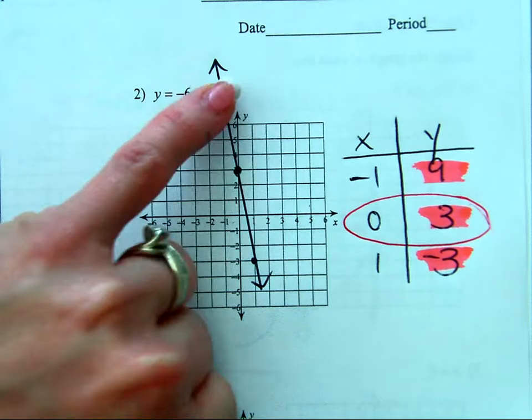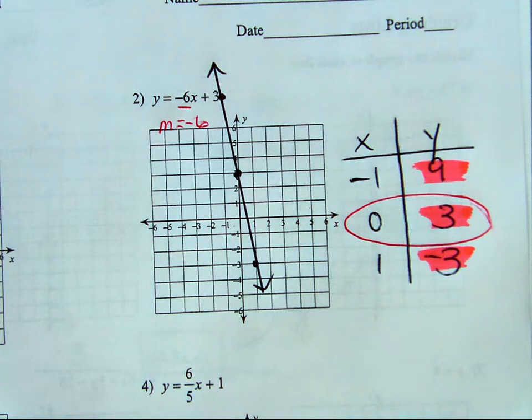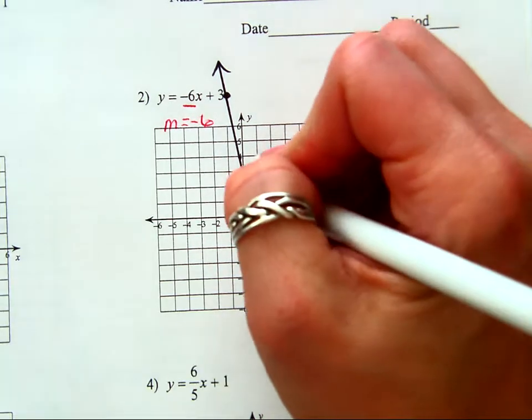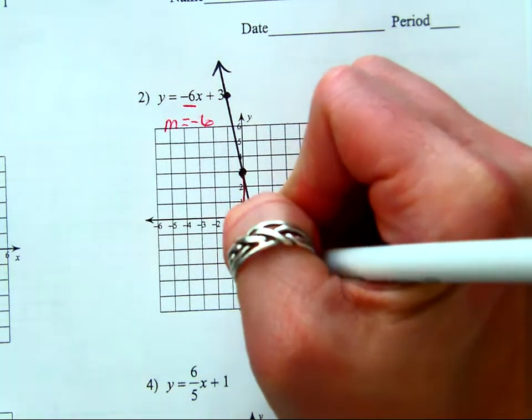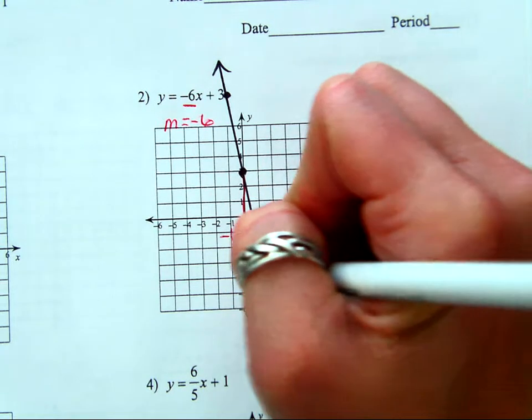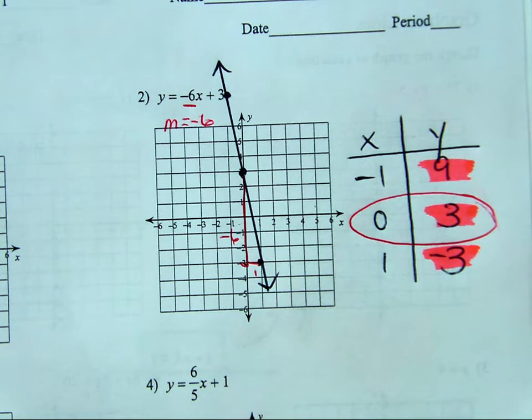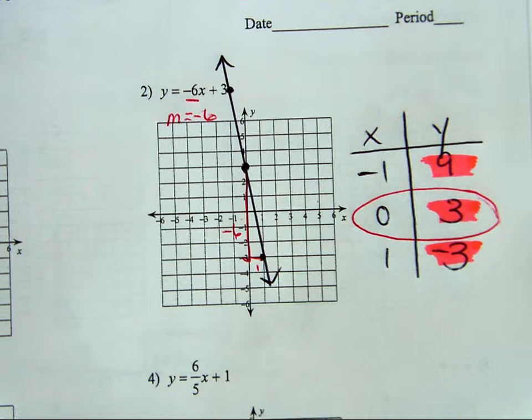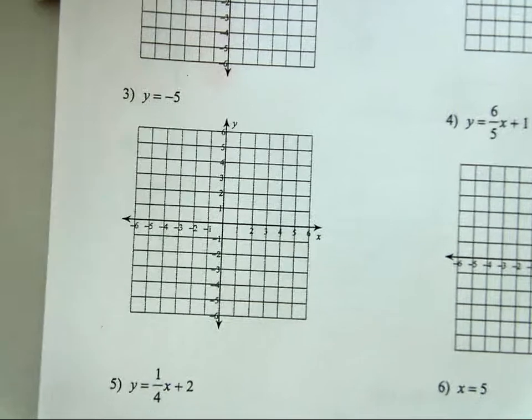Negative 6. Can I check to make sure it's negative 6 and make sure my points are right? From here to here, did I go down 6 and over 1? Yep. So you can use what you learned in 4-1 to make sure your 4-2 work is done correctly. Following me? All right, let's hop on over to number 3 because this is an easy one.